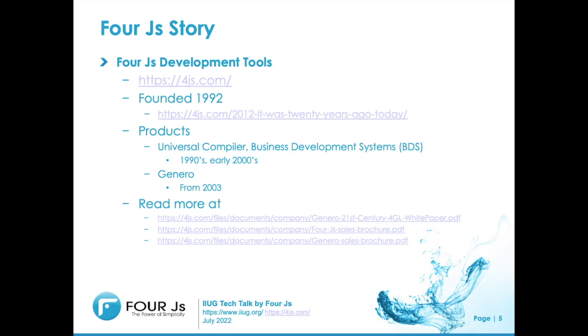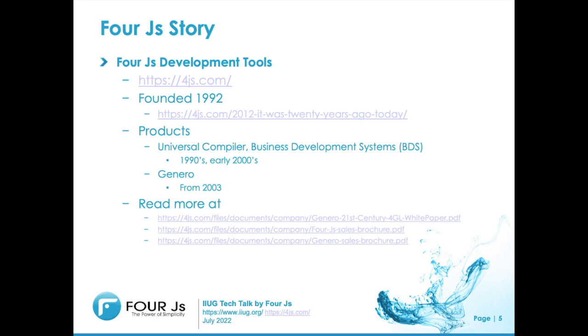As part of 4J's initial or early foundings, there are products with names such as Universal Compiler, Business Development Systems, or BDS, and then from 2003, the Genero product was launched. And here we are nearly 20 years later, Genero is still going strong.